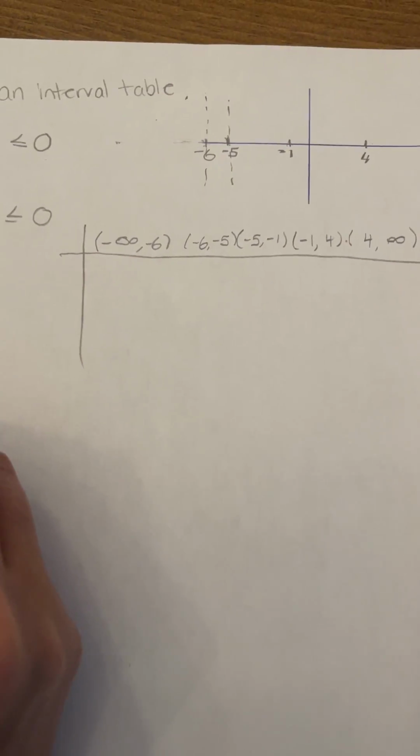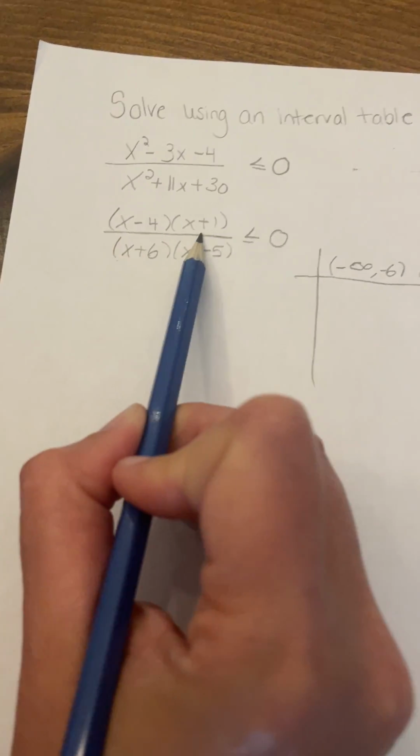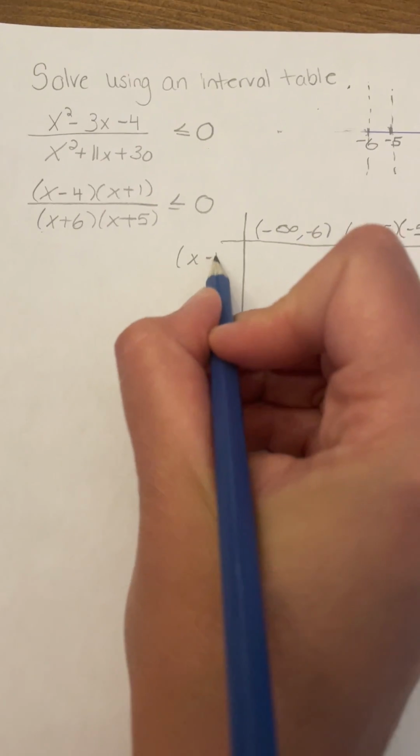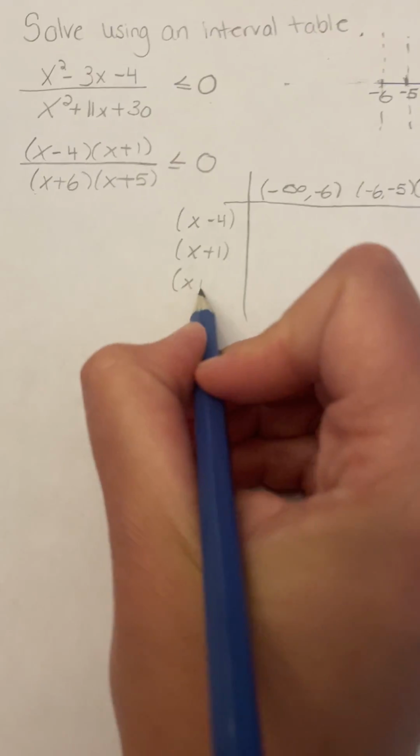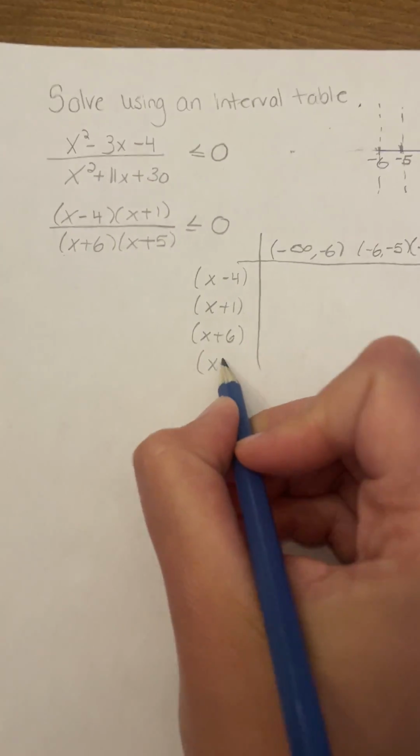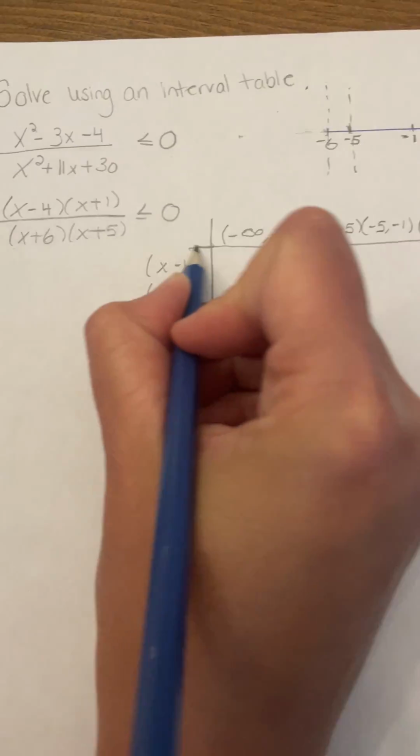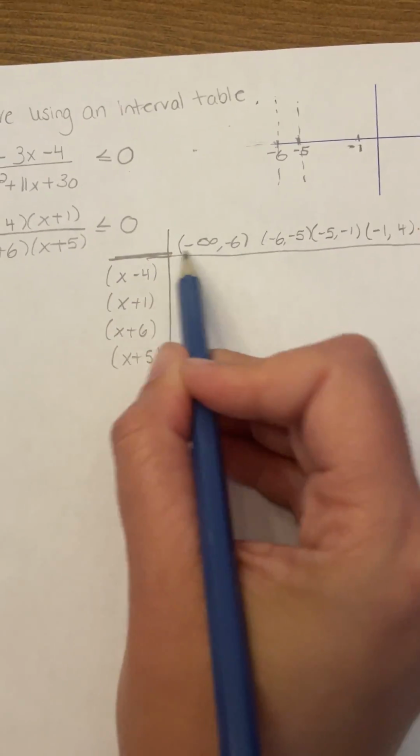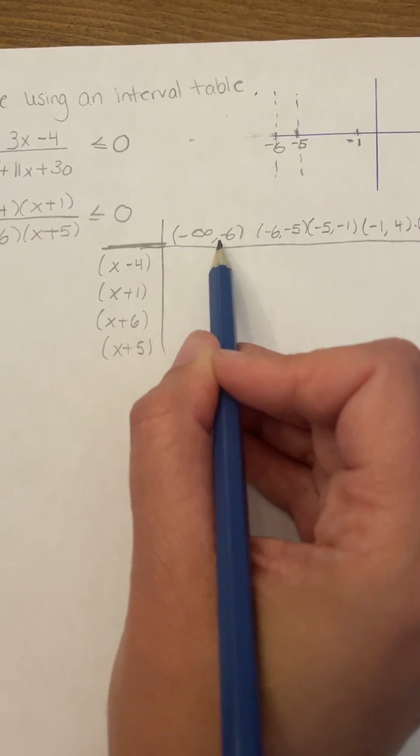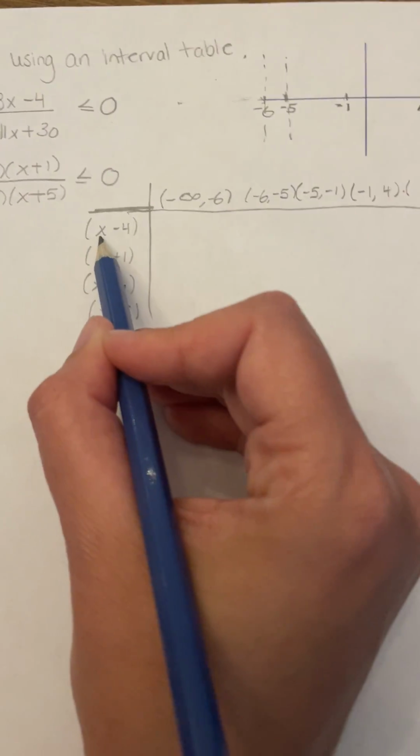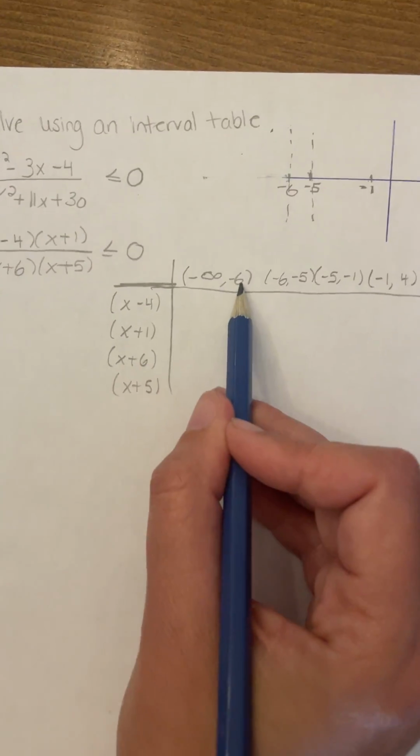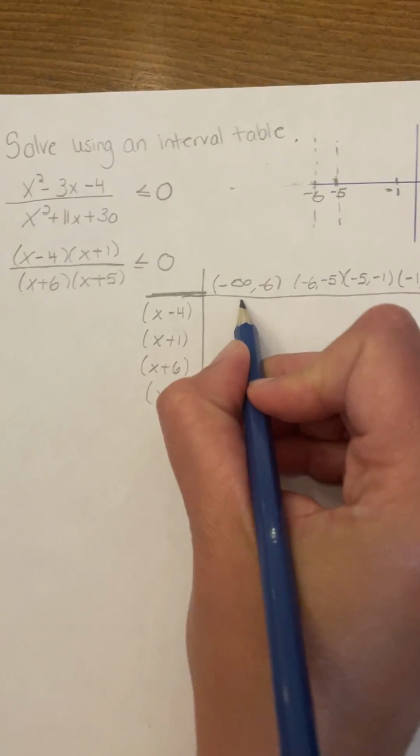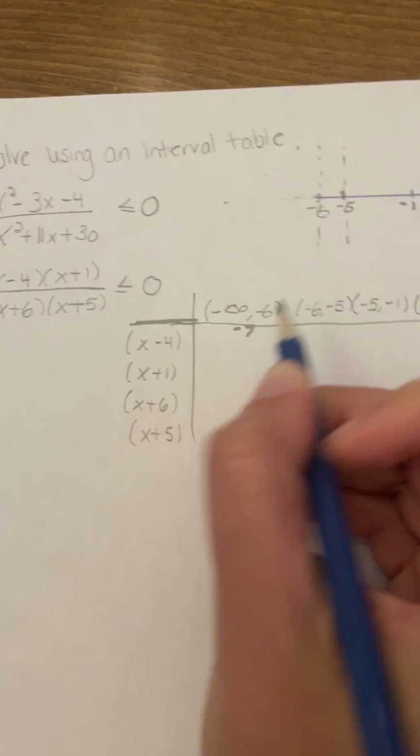I got to test 4 things here: x minus 4, x plus 1, x plus 6, and x plus 5. If I'm going to test it, I'm going to pick a point in between -infinity and -6 and just try it in here to see if it's going to be a positive or negative. So if we pick a number between -6 and -infinity, let's just say it's -7. That's going to be my test point.